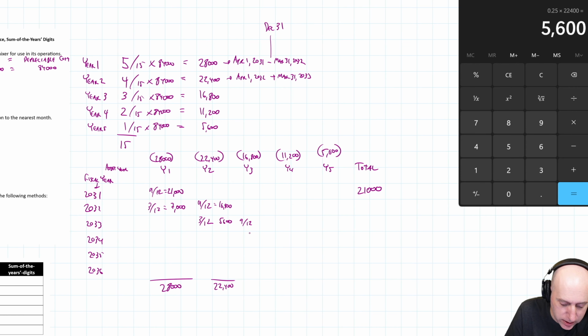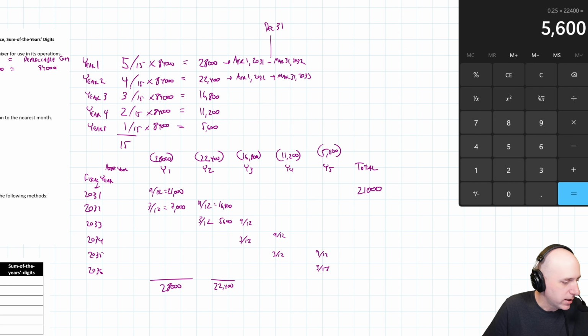9/12 of that happened in 2033. 3/12 happened in 2034. Year four, same deal. 9/12. I'm trying to squeeze this so I can fit it all. 9/12, 3/12. Year five, same deal. 9/12. And 3/12 happen in 2036.